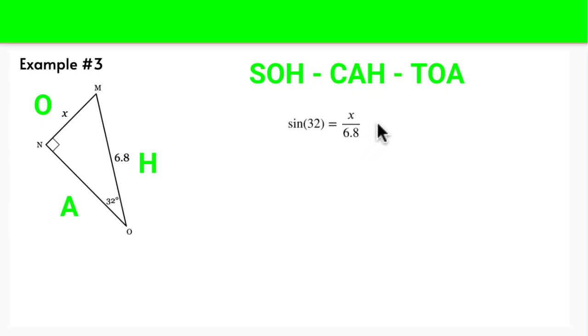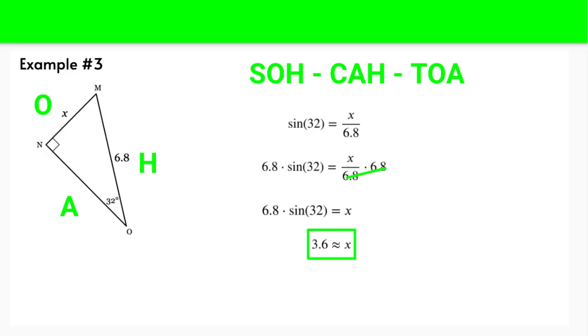All we need to do is multiply this 6.8 to the other side. What that does is cancel out these 6.8s, and here's our new equation. 6.8 times sine of 32 is what goes into our calculator. That gives you about 3.6, which is our final answer.